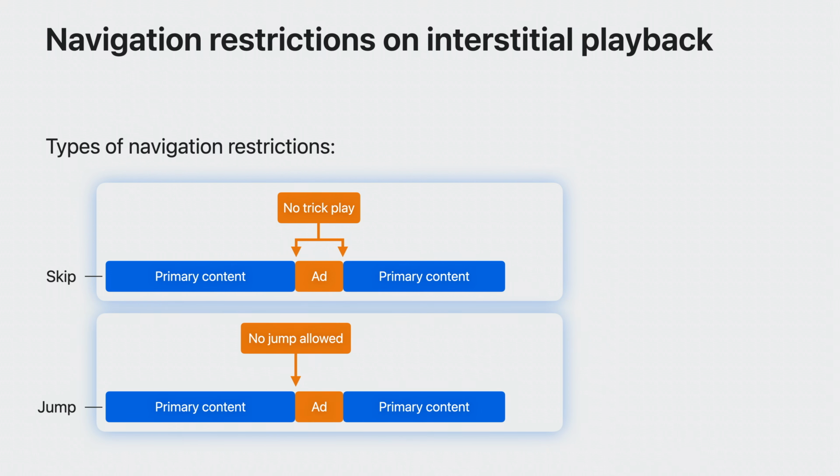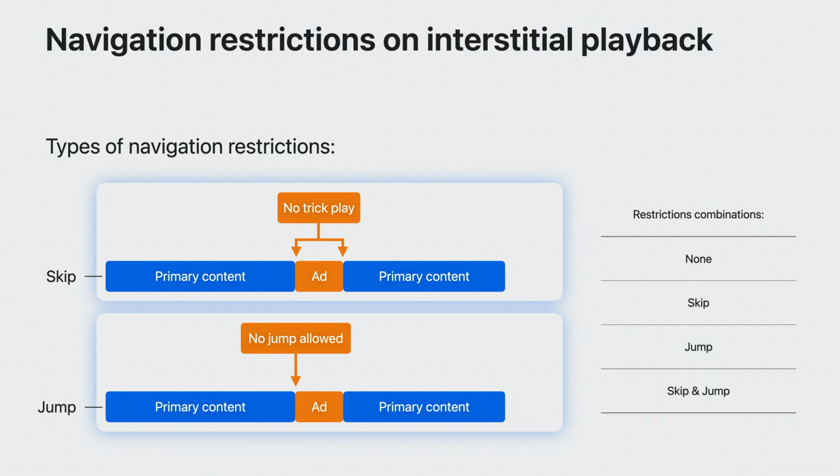An example of this is if the viewer attempts to seek across more than one interstitial, at least one interstitial shall be played before allowing the seek to complete. Navigation restrictions are enforced at the player UI level, which is AVKit or custom application code, or while playing on the device or AirPlay receiver while AirPlay is active. Navigation restrictions can be applied in the following combinations: skip, jump, skip and jump.